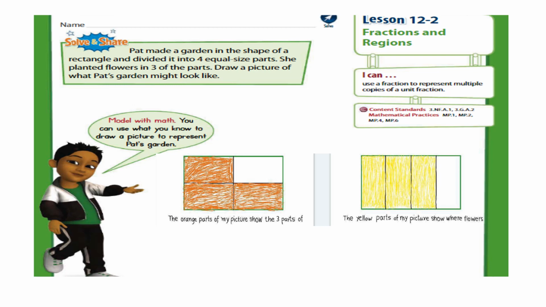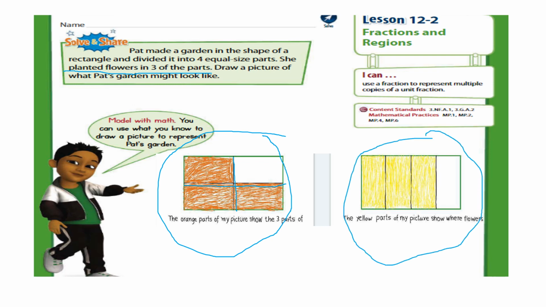Okay, so this is the way I did this. I divided the rectangle into 4 equal parts, but using a different way. In this picture, first I drew a horizontal line, and then using a vertical line, I divided it into 4 equal parts and then shaded 3 out of 4 to show where she planted flowers. And in this rectangle, I divided it into 4 equal parts but using the vertical lines only. Now these are 4 equal parts and I shaded 3, and the yellow parts show where she planted flowers. So you can do it in 2 different ways.